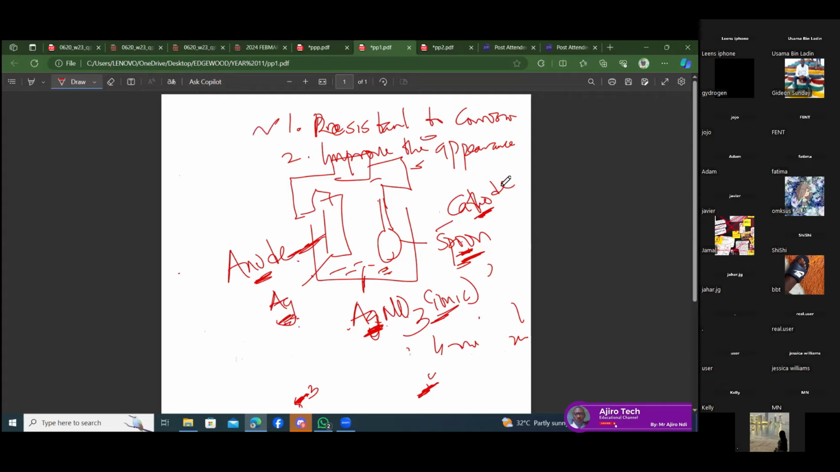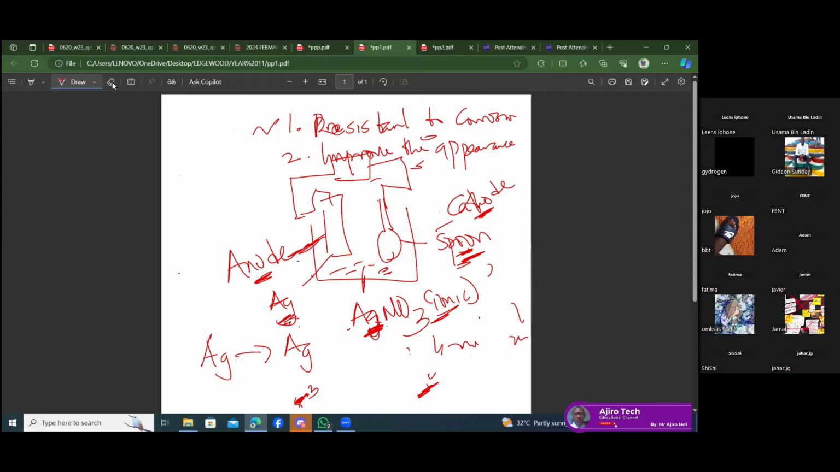Please, can you write the half equations? Okay, half equations. Let's write the half equation for the process of electroplating. The first one is the silver metal loses electrons to form this. And then on the other end, there is a gaining of electrons at the spoon, to produce silver on the surface. So this is the half ionic equation at the anode, and this is the half ionic equation at the cathode. I believe I've answered your question.